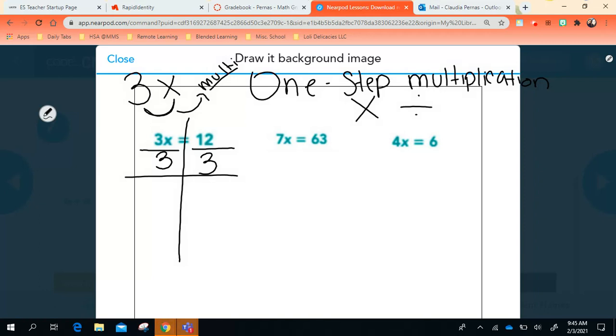If I divide 3 by 3, what does it give me? It gives me 1. So I'm just going to bring down that x. I'm going to cross out 3 and 3. Remember that x has an imaginary 1 in front. If you feel comfortable putting 1 in front of it, you can. I'm not going to.